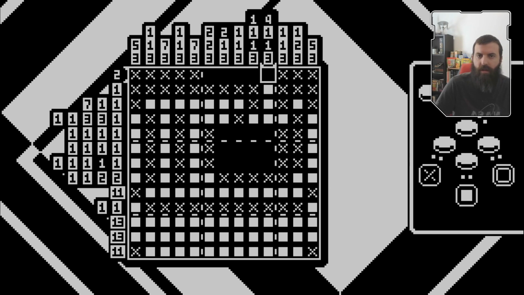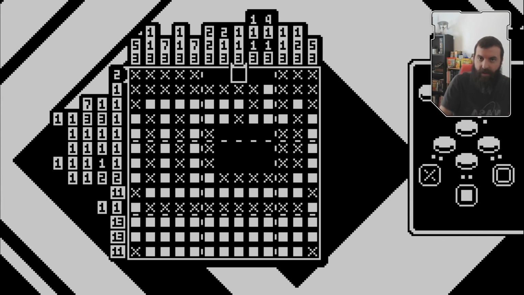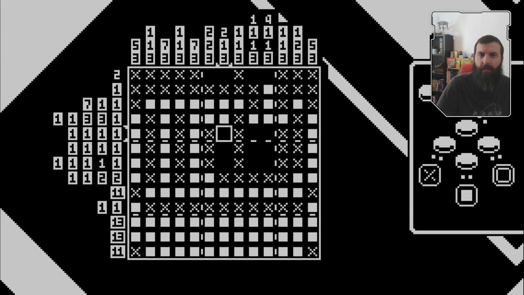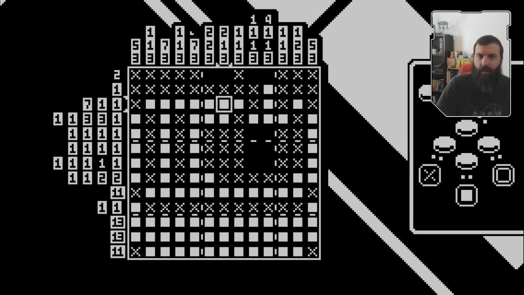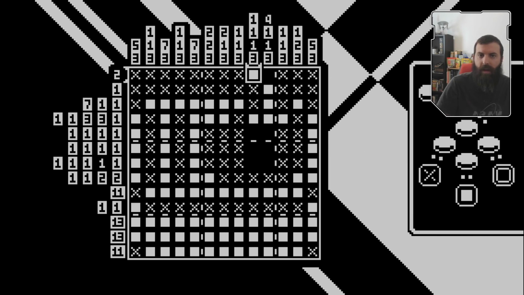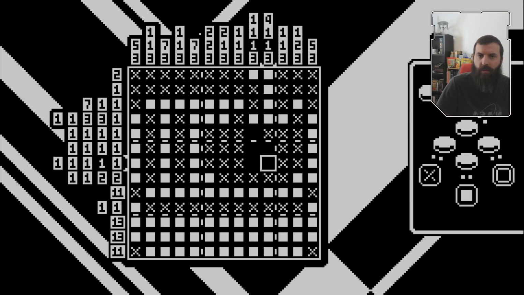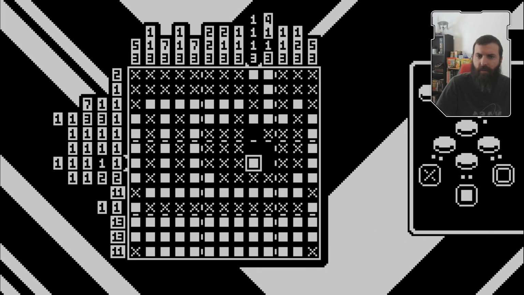We've completed this column. The 2 has to be somewhere in here. Can't be here because we've completed this column already. Also completed this column already. Means that has to be here. Means that we've completed our 4. Means that there has to be a 1 here.